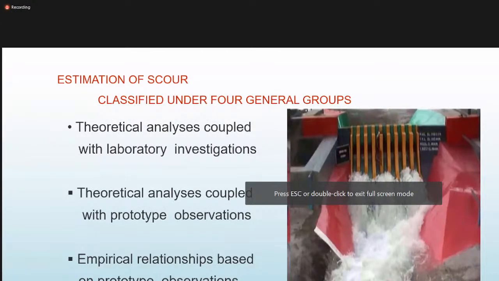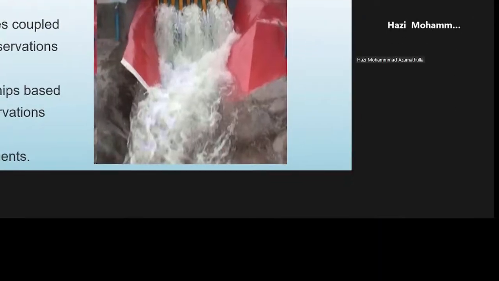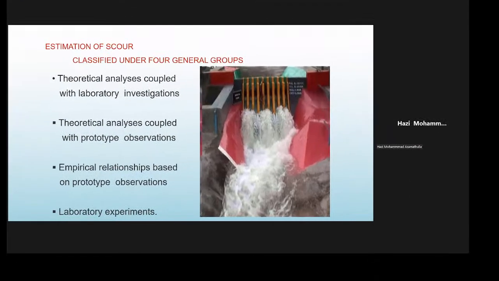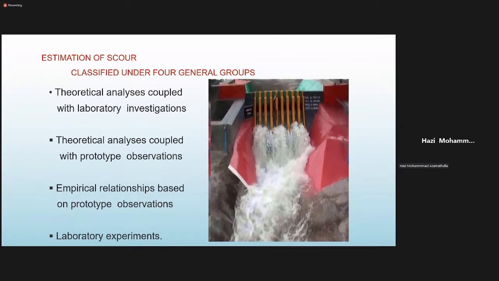Okay, here estimation of scour can be classified under four different groups: theoretical analysis coupled with laboratory investigation, theoretical analysis coupled with prototype observations, empirical relationships based on prototype observations, and lab experiments. In the lab, it will give only pattern and phenomena, but as I believe, it will go and hit somewhere. That's what you can see easily. That's exactly what will happen in the prototype also. That's what I showed in the model and prototype. That's no problem. The only problem is scour depth and pattern. Okay, next please.